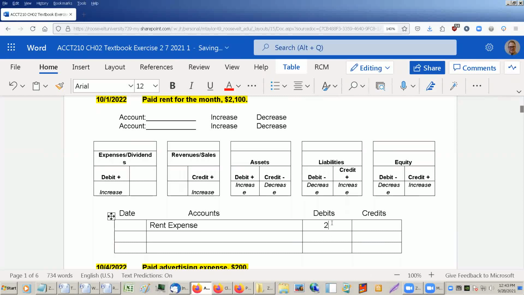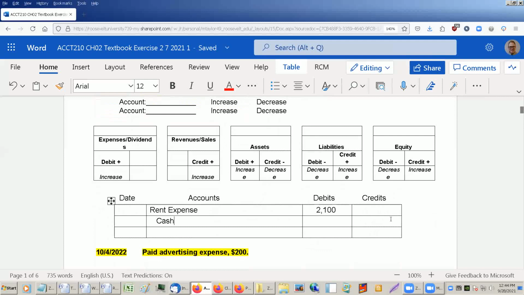2,100. I'm sorry, Professor. I tried to upload it to the OneDrive, and where would I be able to pull it up? It should be in your OneDrive then. All right. Yeah.